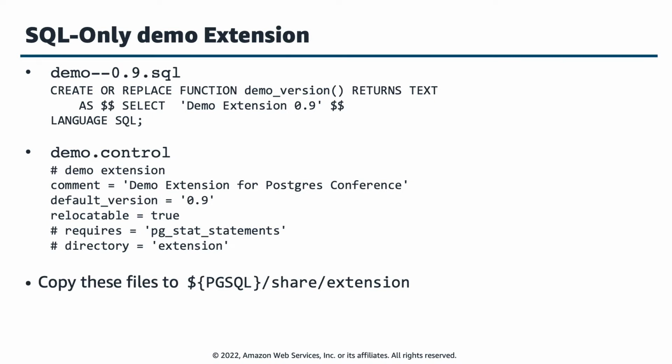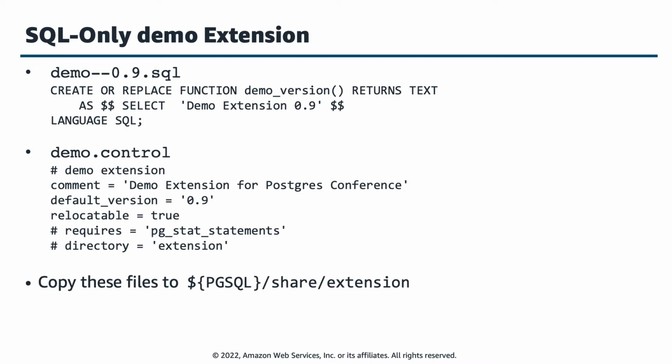The way you would do that is you would just create two files: demo-0.9.sql with a function describing what you're doing, and a demo.control, which explains what the extension is all about. In this particular case, the demo.control basically says it's a comment, a default version. This is where it pops up, what's the default version on your setup. Relocatable is like the C relocatable functions, whether you're using it when you compile it.